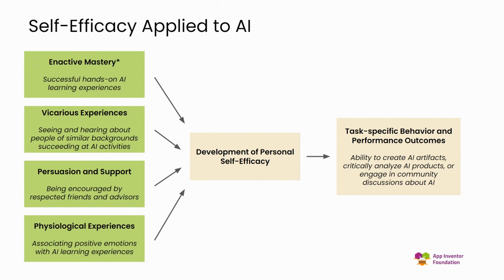And four and five are persuasion and support and physiological experiences. We want students to feel supported by their mentors, their peers, and their community. And through our appathons, if you've judged for them, which I know we have judges in the audience, we actually ask judges to provide both feedback and positive words of encouragement to our students. So we don't want this to be a stressful experience. We want them to learn and have a good time.